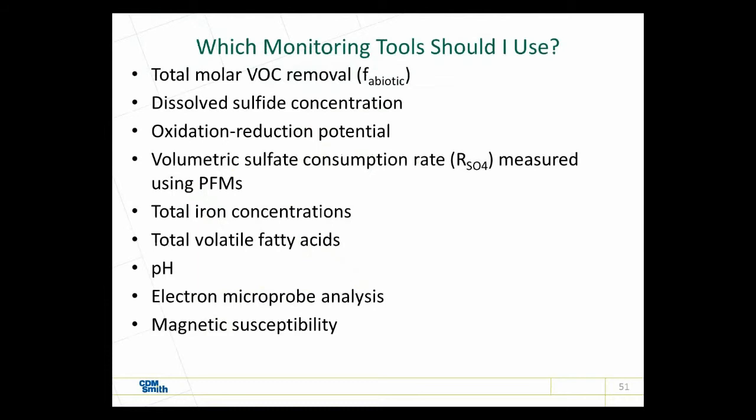So we have a lot of different tools. These are ones that we found useful for this particular project. There are others. We looked at quantitative polymerase chain reaction. We didn't get any useful data out of that, but that was just at this site. That doesn't mean that that may not be useful at other sites. But this is a list of things that are very easy to use, with the possible exception of the electron microprobe, which is a little more expensive. But all these others are conventional analyses, and maybe some new ones using passive flux meters, and just different ways of looking at the data and looking at what's going on.